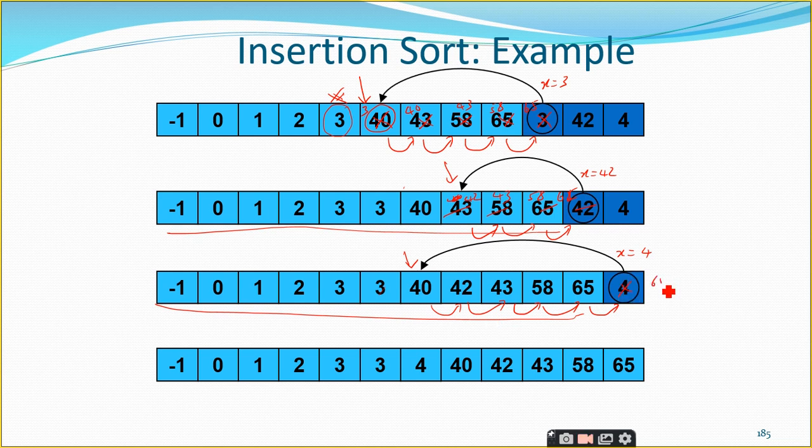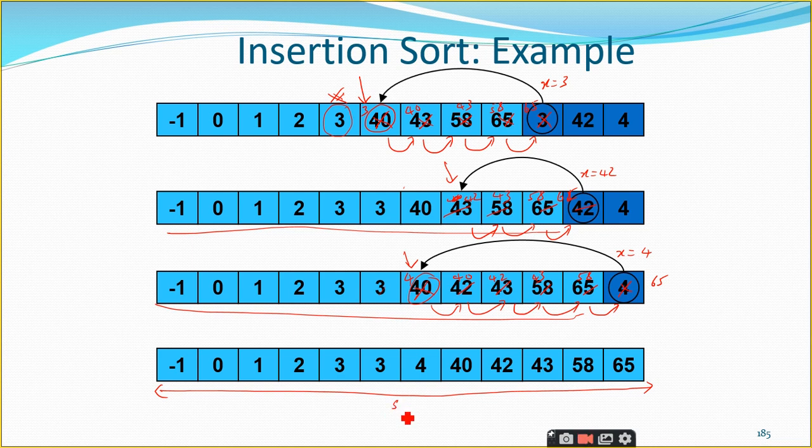This becomes 65, this is 58, this is 43 and this is 42 and this is 40. Here I have a space, insert this element here and after this you can see all the elements are sorted. So, you have to stop your procedure.